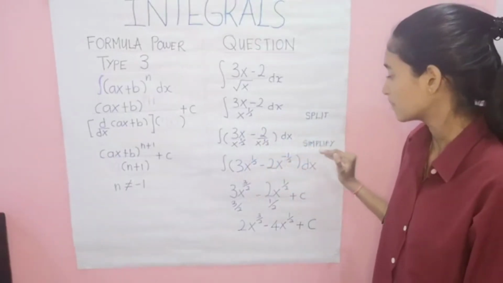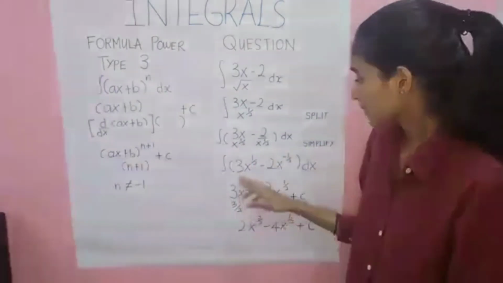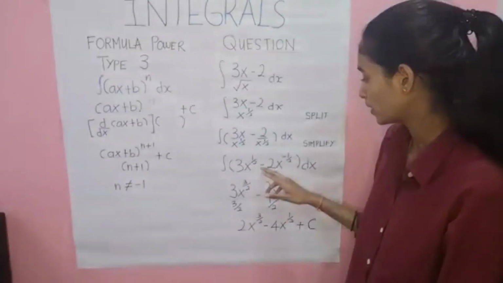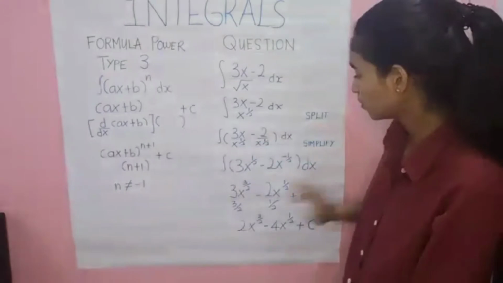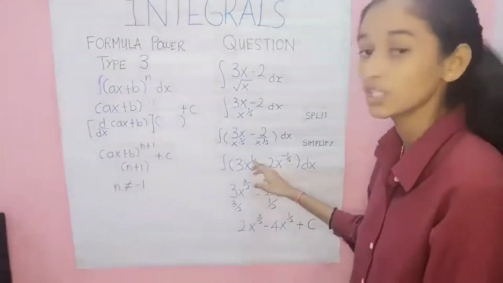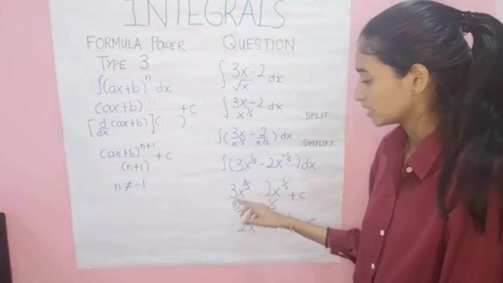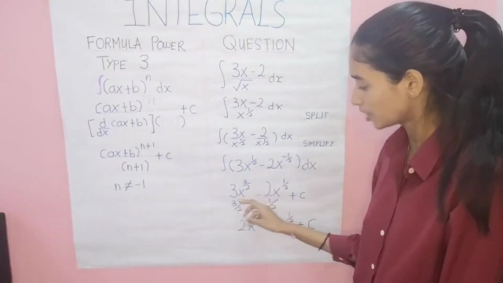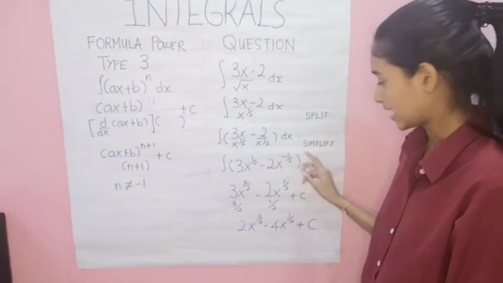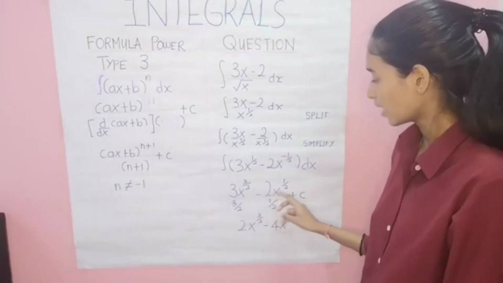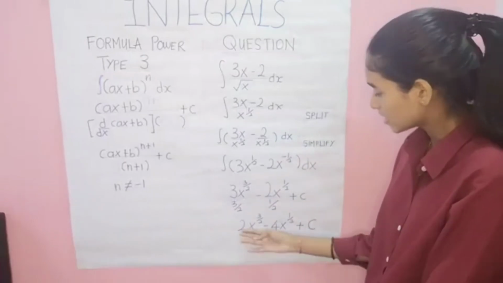After that, we have to simplify the equation. Simplify is also an easy step. 3x to the 1 over 2 minus 2x to the negative 1 over 2. So here we have to plus 1 to the 1 over 2. We will get 3 over 2. 3x to the 3 over 2 over 3 over 2. And we have to plus 1 to negative 1 over 2. We will get 1 over 2. 2x to the 1 over 2 over 1 over 2. And the final answer will be like this.